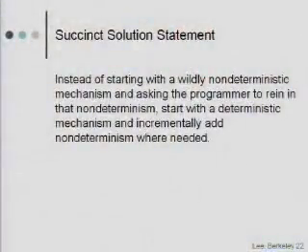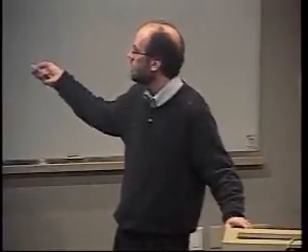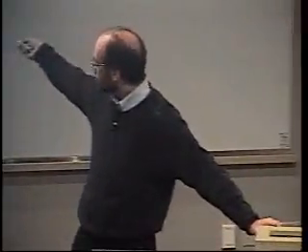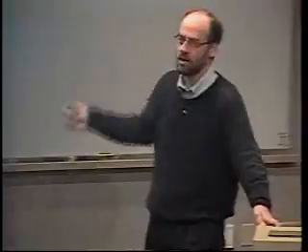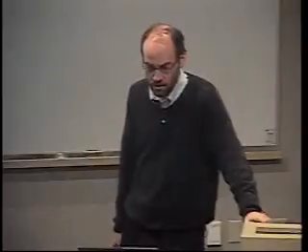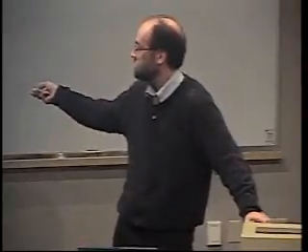So what is the solution? Well, I think that we need to apply this basic engineering principle. Instead of starting with a wildly non-deterministic mechanism and asking programmers to rein in that non-determinism, we should start with a deterministic mechanism and incrementally add non-determinism where we need it. Seems obvious, okay? But how do you apply this to concurrent software? Well, unfortunately, under this principle, most of today's techniques, object-oriented design, transactions, message passing, they all require fundamental rethinking, okay? So what should that rethinking be?